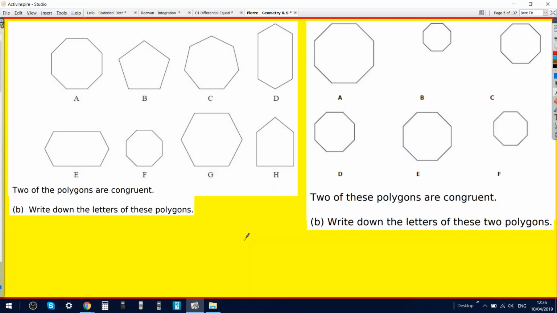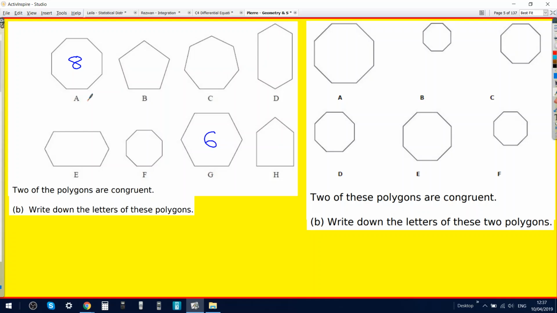Identical to G. G has 6 sides. A has 8 sides. So identical, not in the sense of it can just be moved or rotated, just more how many sides it has. Yeah, so it's the same shape, but it might just have been rotated. It might have been moved to a different position.